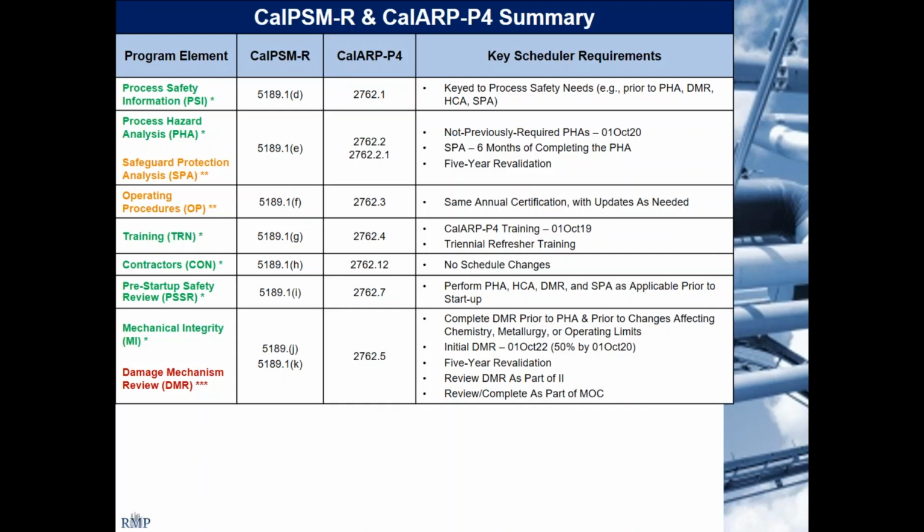some other important things to mention, DMRs. You need to complete all your DMRs, damage mechanism reviews, prior to your PHAs and prior to changes affecting any chemistry, metallurgy, or operating limits. All your DMRs need to be finished within 5 years or by October 1st, 2022, and 50% need to be finished within 3 years or October 1st, 2020. And there's a 5-year revalidation on all DMRs. And you also have to review DMRs as part of your incident investigation and as part of your MOCs.